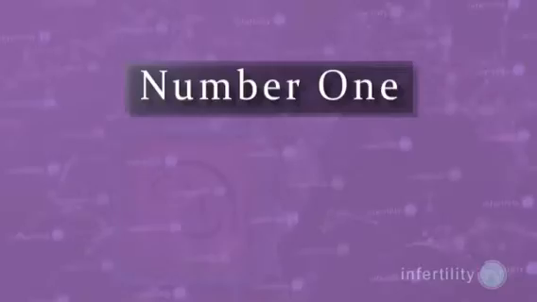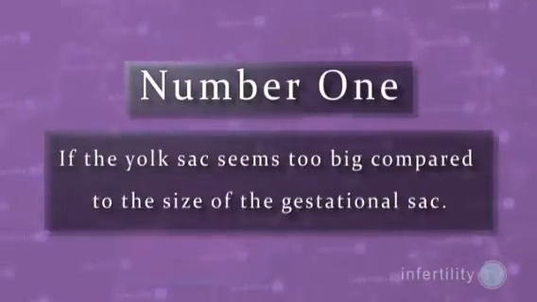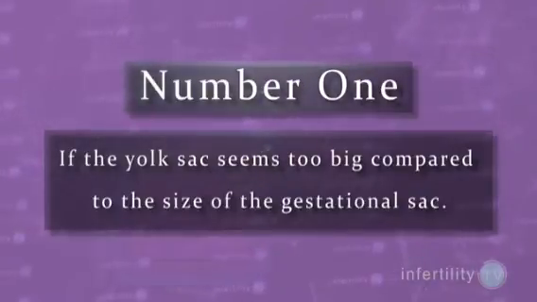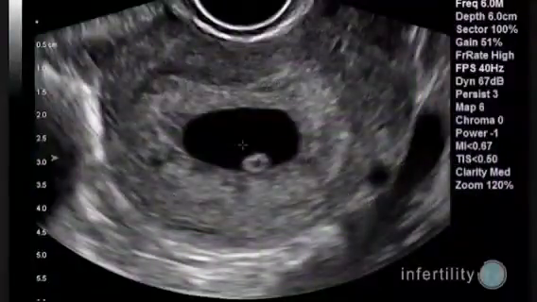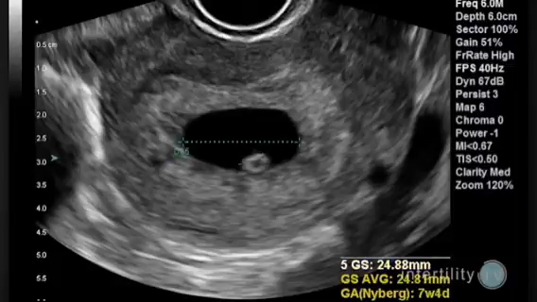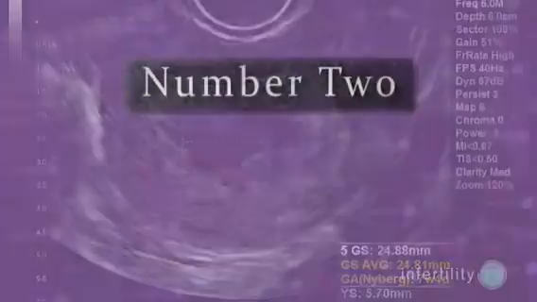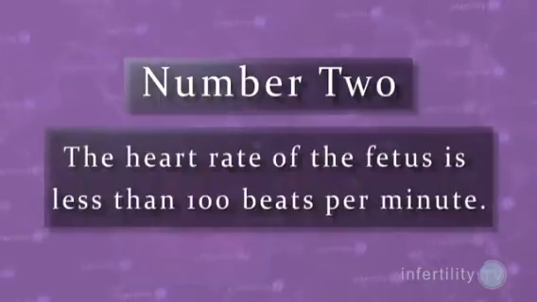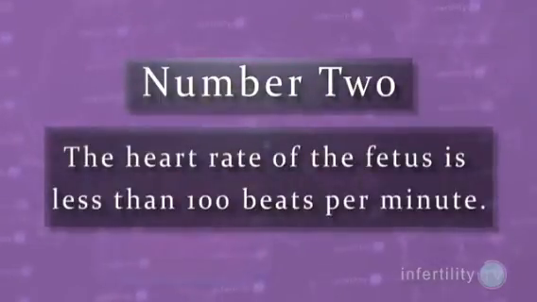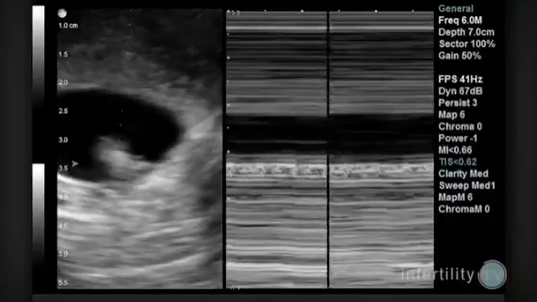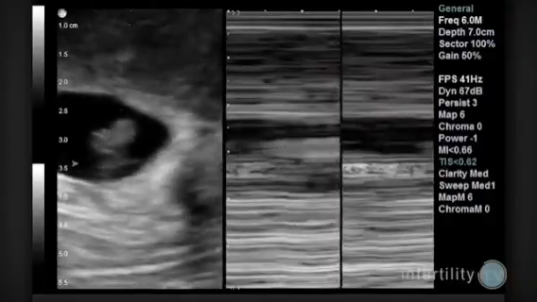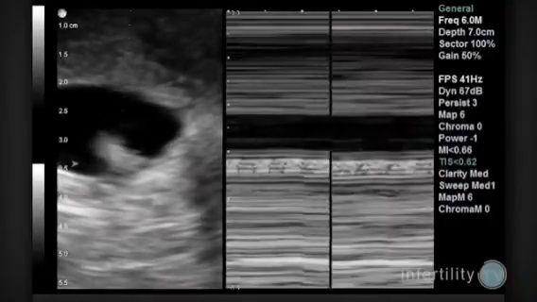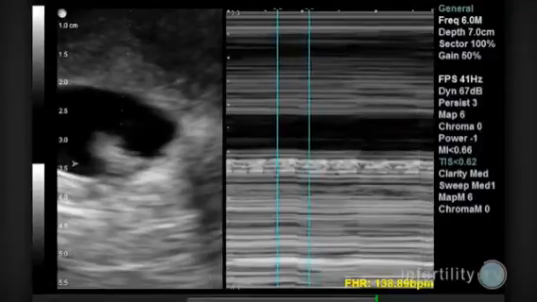There are 2 other examples that I want you to be aware of. Number 1, if the yolk sac seems too big compared to the size of the gestational sac. We know that these women are more likely to have a miscarriage, but sometimes they will go on to deliver. Number 2, the heart rate of the fetus is less than 100 beats per minute. In a healthy pregnancy, the heartbeat is usually going to be faster than that. A heartbeat less than 100 means that there is a higher risk for miscarriage. Your doctor will want to keep doing ultrasounds to finally determine if you miscarry or not.